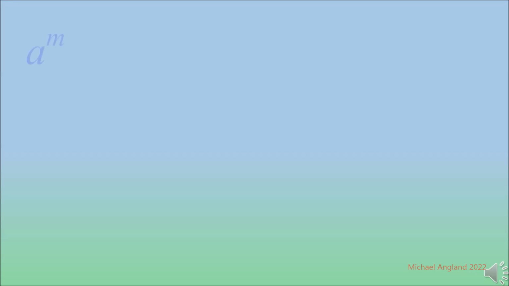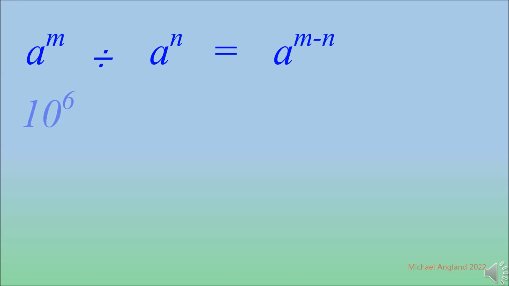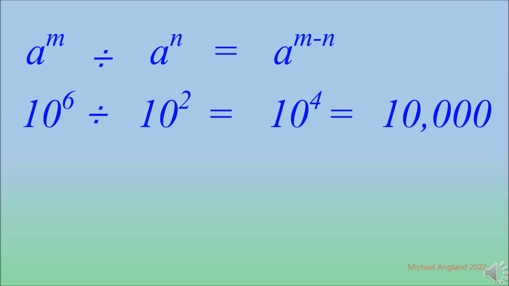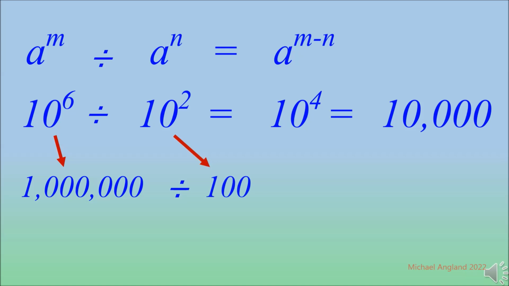Second rule, a to the power of m divided by a to the power of n is equal to a to the power of m minus n. So, example, 10 to the power of 6 divided by 10 to the power of 2 is equal to 10 to the power of 6 minus 2, or 10 to the power of 4, which is equal to 10,000. So let's check that. 10 to the 6 is 1 million. 10 to the 2 is 100. 1 million divided by 100 indeed does equal 10,000.